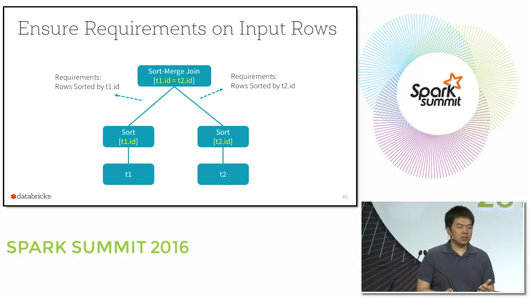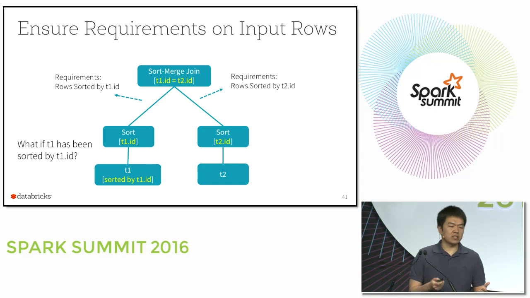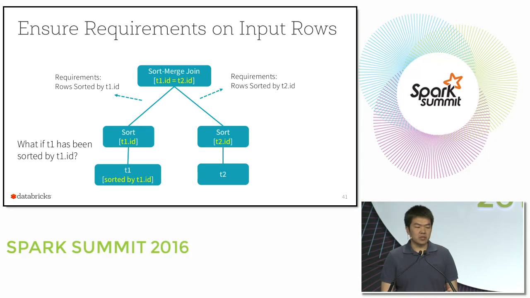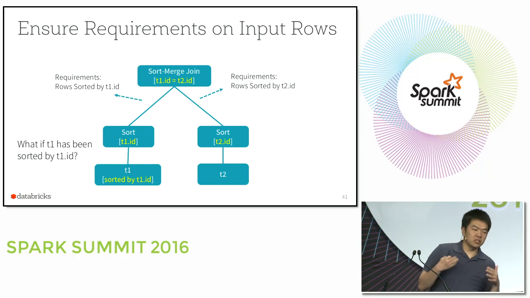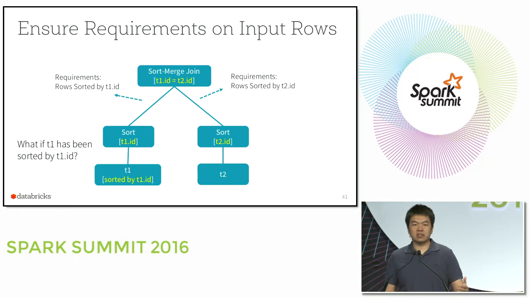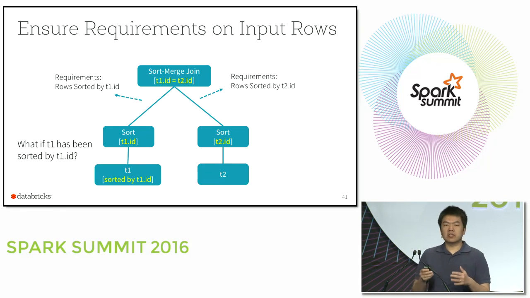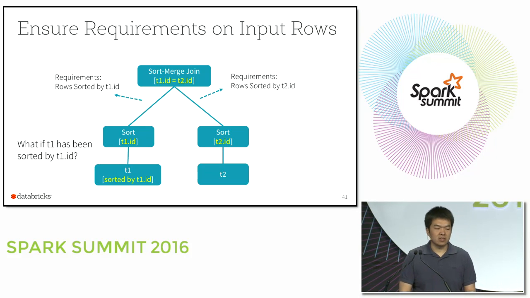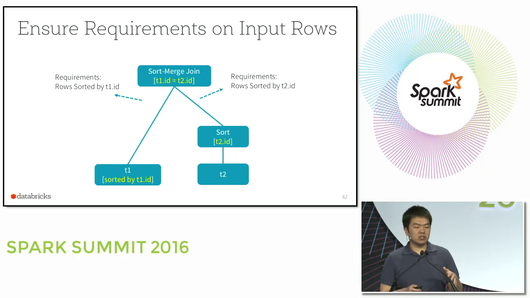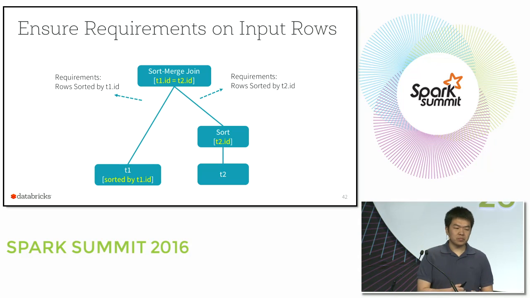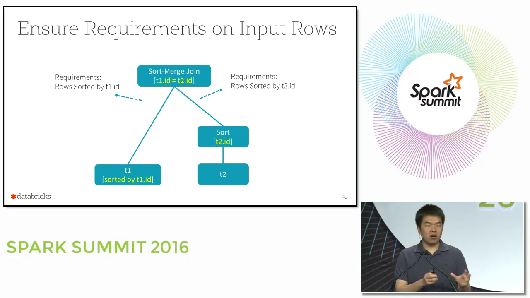So what if t1 has already been sorted? If it's already sorted, we don't need to add a sort again, because sorting again is just a waste of time, right? Spark's planner is smart enough to detect this kind of case, and it avoids inserting the sort. So if t1 is already sorted, this will be part of the tree, and we only sort the rows coming from the t2 side.